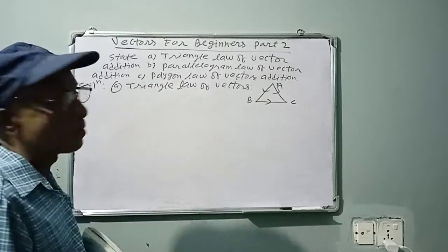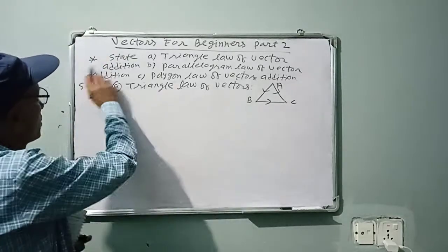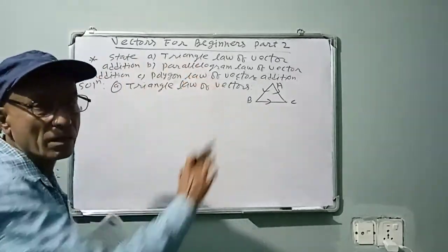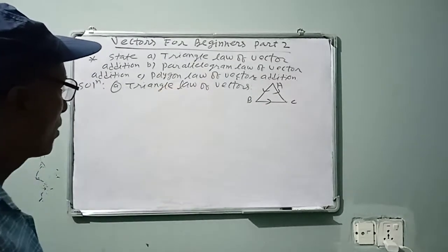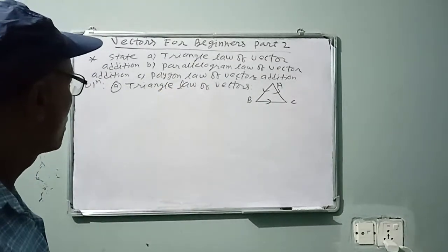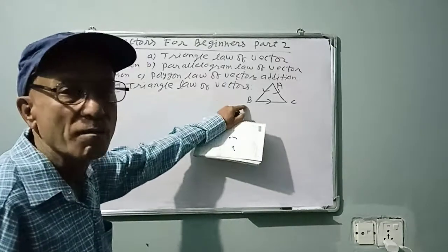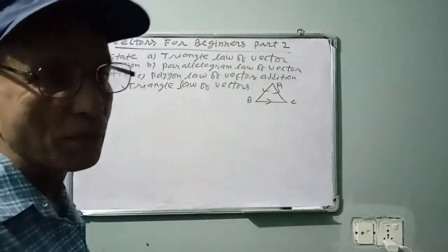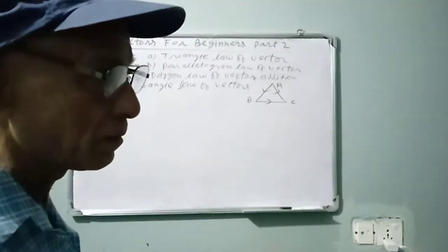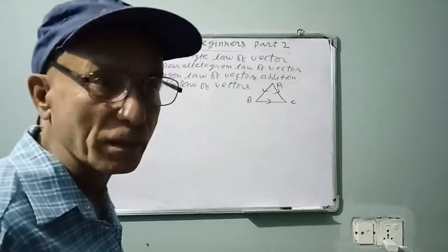Continue. Vectors for beginners, part 2. Question number 1. State triangle law of vector addition, parallelogram law of vector addition, polygon law of vector addition. First one, triangle law of vector addition. This question is very important not only for classes 9, 10, but it is also important for higher level.